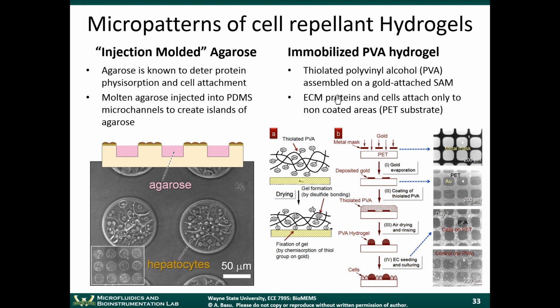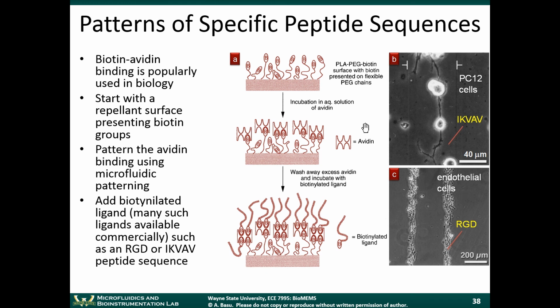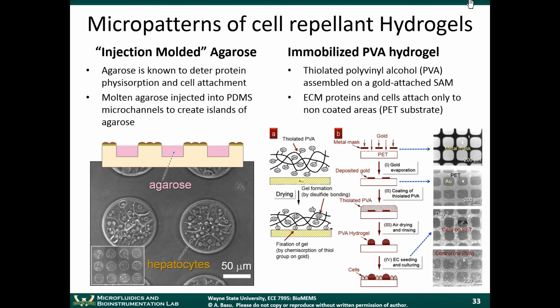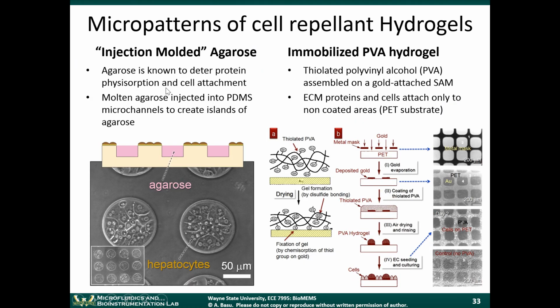A few more examples here. I mean, we're just running the gamut of lots of different examples here. I want to run through some of these and get through them by the end of the class. So I'll go through them relatively quickly, just so you get an idea. Injection molded agarose. Agarose is a material that I mentioned is very popular and very inexpensive. It's known to deter protein physisorption and cell attachment. So you can inject molten agarose into PDMS microchannels to create islands of agarose. So you have a channel here, you inject agarose into it, the cells will only attach to the regions where there's no agarose. So you can pattern cells that way.